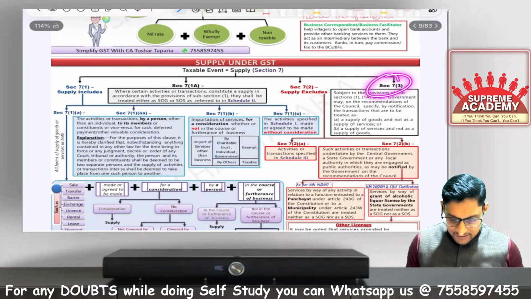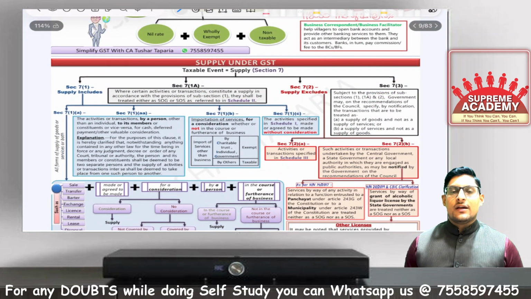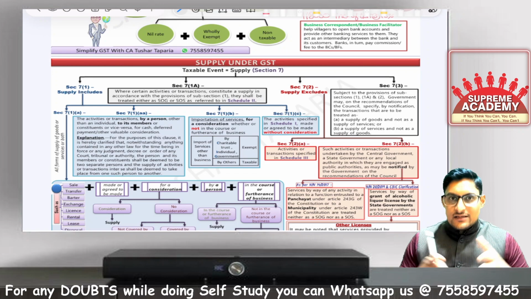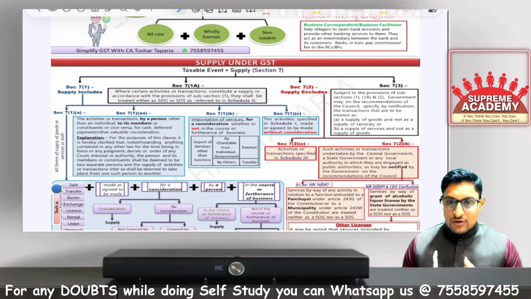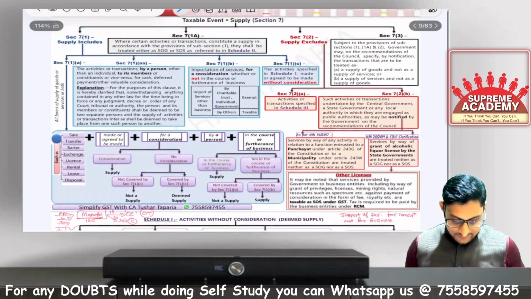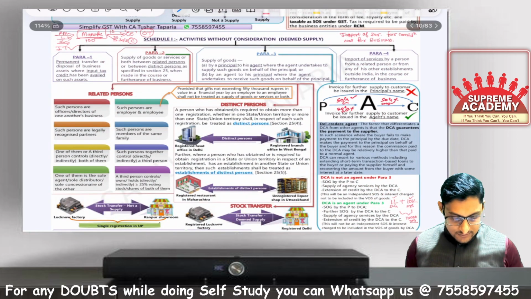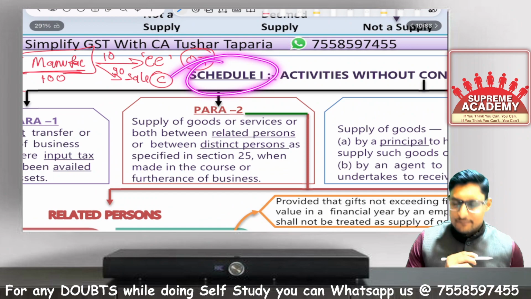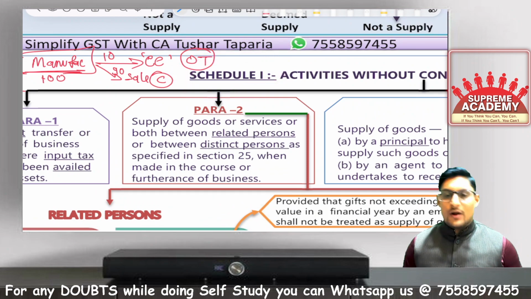And lastly, 7.3 gives the powers to the government that the government may at any time notify more services or more supply of goods to be excluded from this definition. Yes. So now coming towards different schedules. Schedule number 1. Let's start with schedule number 1.